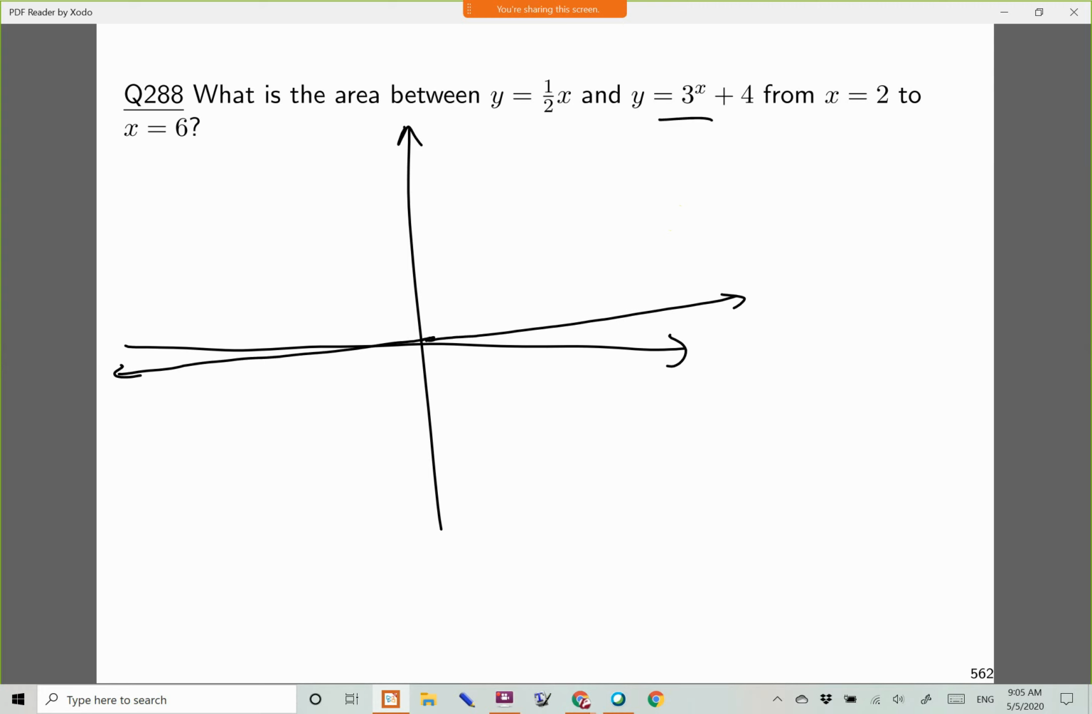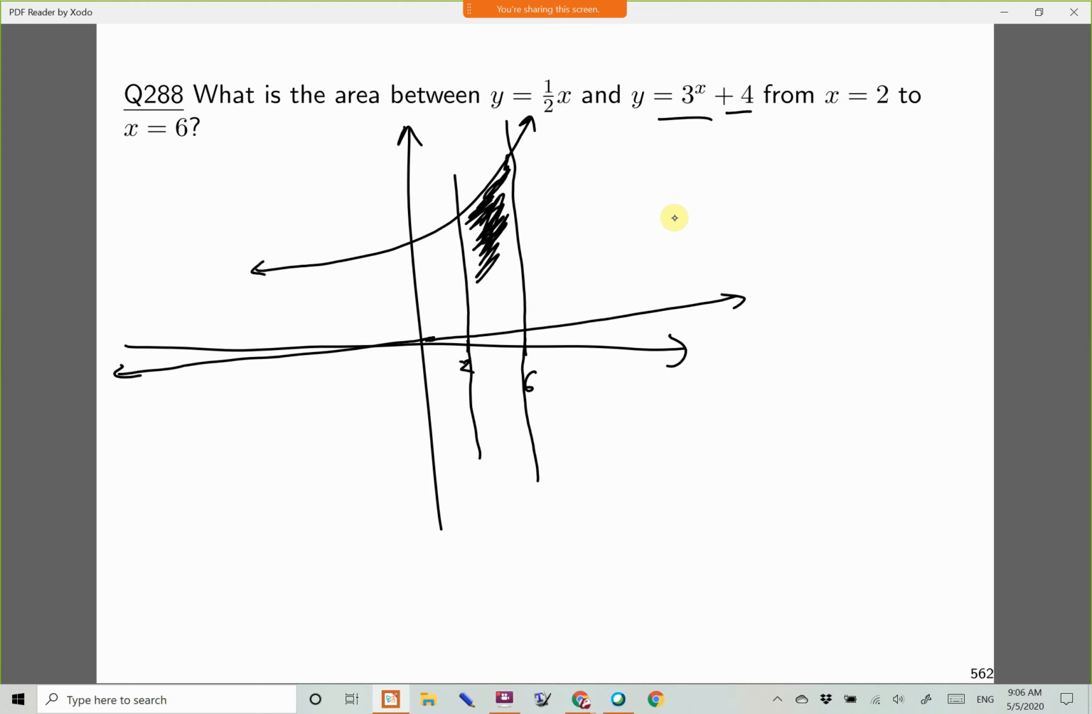You have this y equals 3 to the x, so that's an exponential function. I want you to be familiar with what that looks like from an algebra class. Plus 4, shift up 4 units, right? So you get a graph that, at least roughly speaking, looks like that. And then from x equals 2 to x equals 6, you draw vertical lines, and the region we're talking about is between, so it should be below the exponential curve and up, right? So this shaded region, we shaded below the exponential and then above the line.